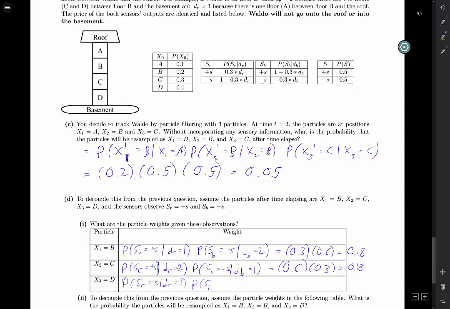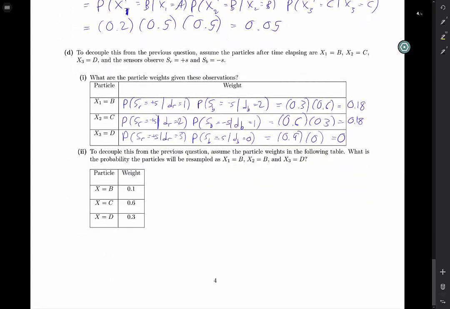And for the last one, we have the probability of SR equals plus S, given dr equals 3, and the probability of SB equals minus S, given dB equals 0. So given dr equals 3 and plus S, that'll be 0.9. And for this one, the probability SB equals minus S, given dB equals 0, is 0. So that gives us 0.